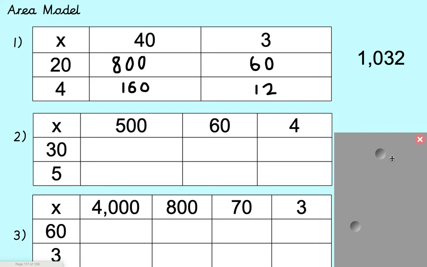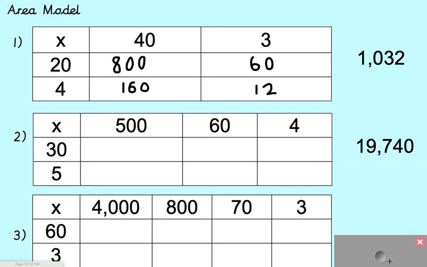So for number 2, you should have got 19,740. And then for number 3, you should have got 306,999. Can't wait to see them on Dojo to see how you did remembering those techniques.